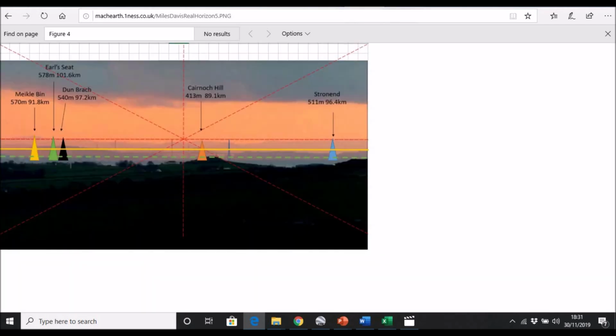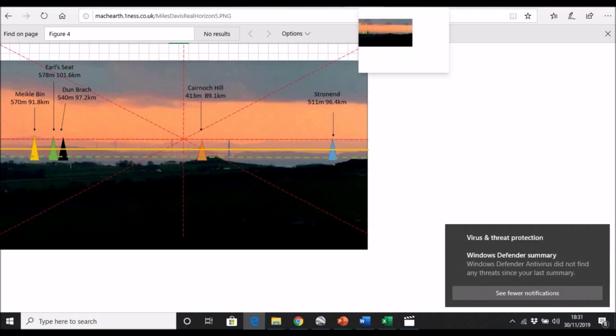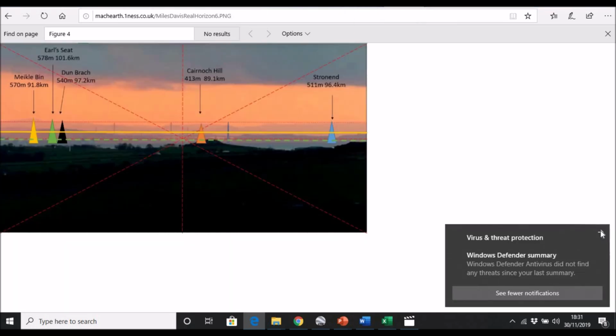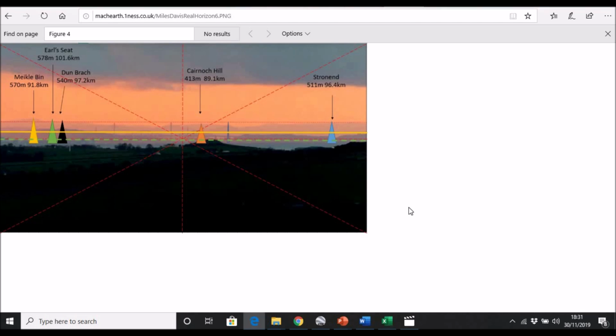Not quite sure where that picture's gone. Oh, there it is. Okay. And it's showing his triangles, and he's claiming incorrect application of horizon line, when in fact I've used exactly the right horizon line in any video that I've done. I'm not sure that I used it for this particular observation.